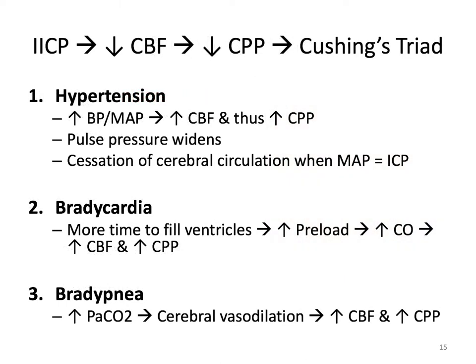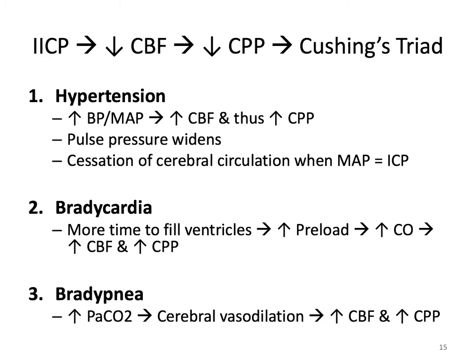By far, the most ominous finding in increased intracranial pressure is Cushing's Triad. This signifies impending herniation, which we'll look at in a future slide. So increased intracranial pressure results in decreased cerebral blood flow, resulting in decreased cerebral perfusion pressure, resulting in Cushing's Triad. This includes hypertension, bradycardia, and bradypnea.